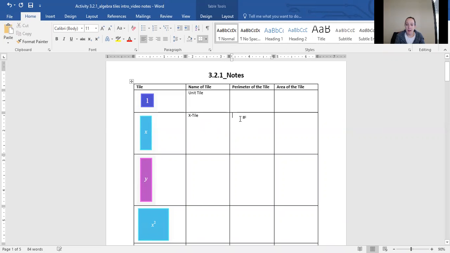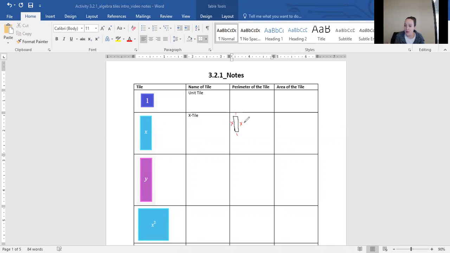I'm going to clear all of this, and I'm going to call this the x tile. All right, now my x tile is going to be, and I'll redraw this guy, I'll make it here. So here's my x tile. Now remember, we have a base of 1 right here, and we have a height of x. And so that's what it looks like.